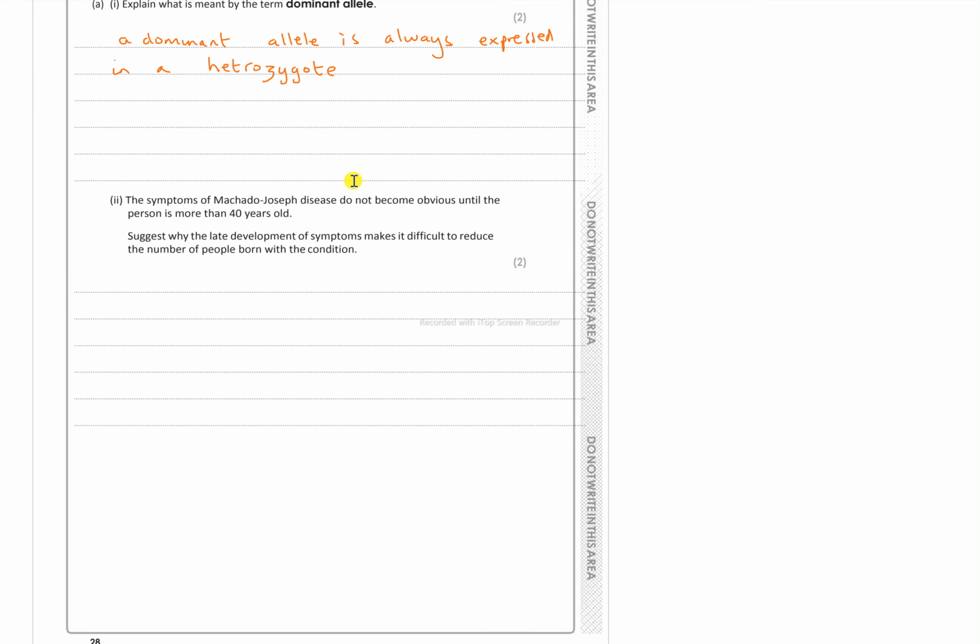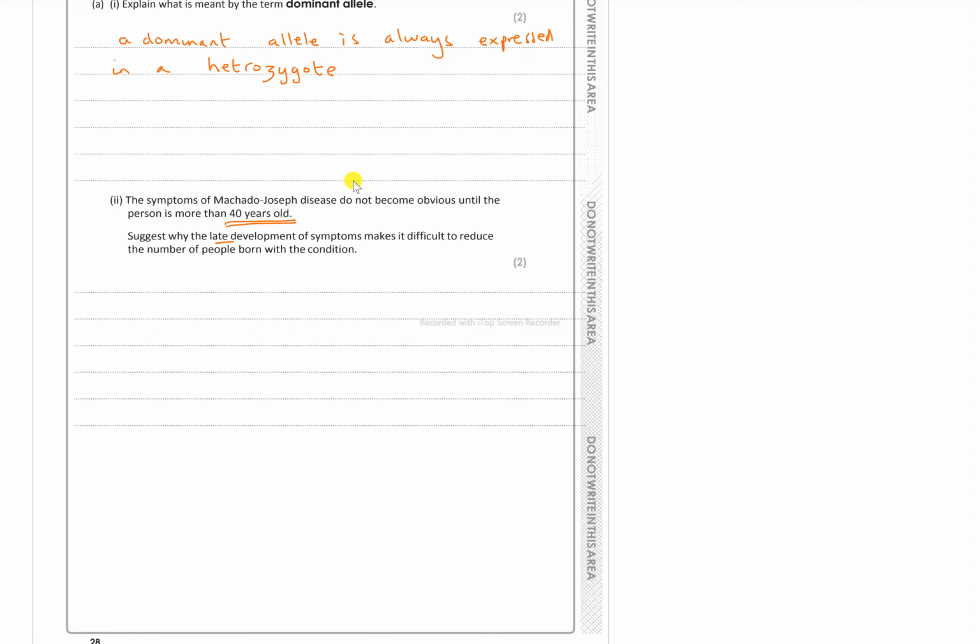Okay. The symptoms of Machado-Joseph disease do not become obvious until later. So if you're not aware that you're a carrier, you're not going to test for it. Right.